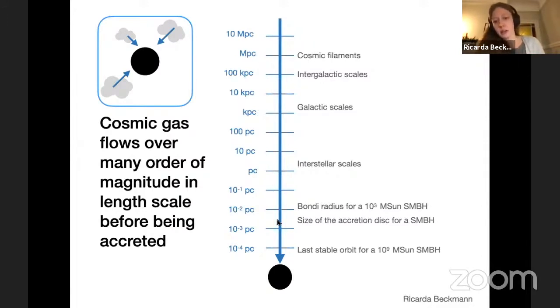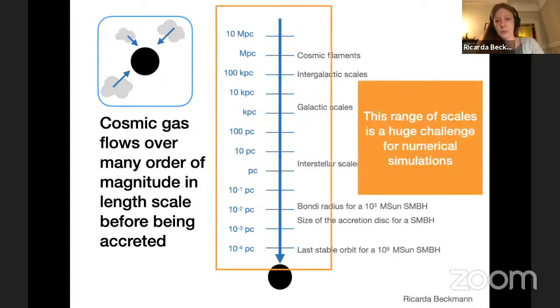It has to get sufficiently close to the black hole to reach the region where the black hole's gravitational potential dominates the local environment. So it can be attracted into that, fall into the bottom of the potential, and then finally reach the last stable orbit and be accreted. And you can see that even for a very massive black hole, this is a very large range of scales. And the smaller the black hole, the smaller the scales at the bottom end here get.